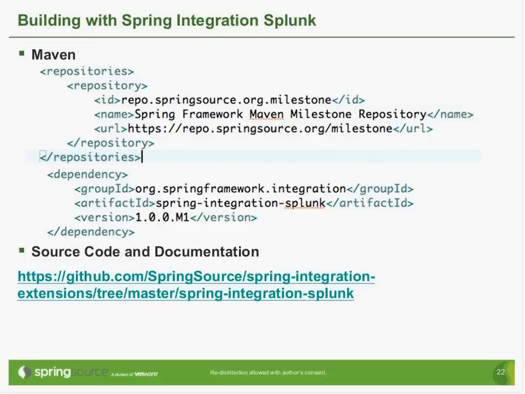If you're going to try this, because this jar file is available as a milestone release, we published it to the Spring Source milestone repository, and the URL for that repo is https://repo.springsource.org/milestone. You would need to put that in your POM and then simply declare a dependency on Spring Integration Splunk, and you're off and running. Then you should be able to run these examples.